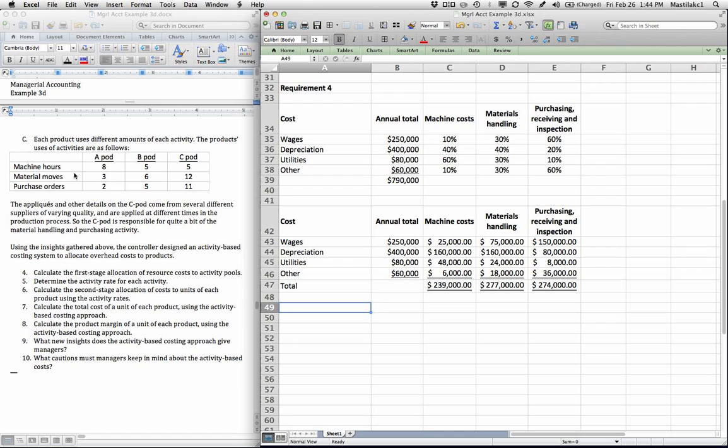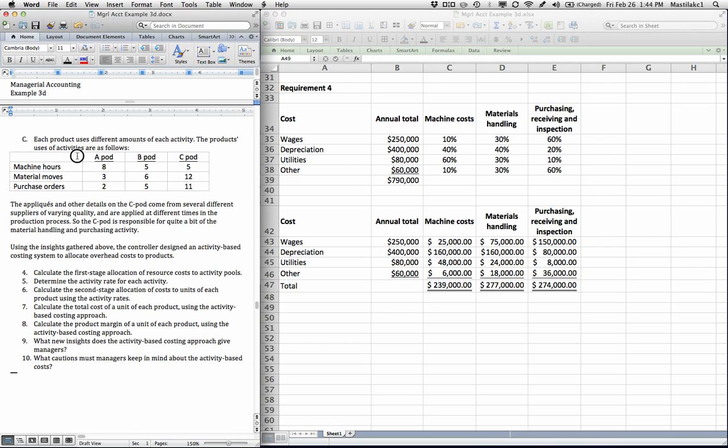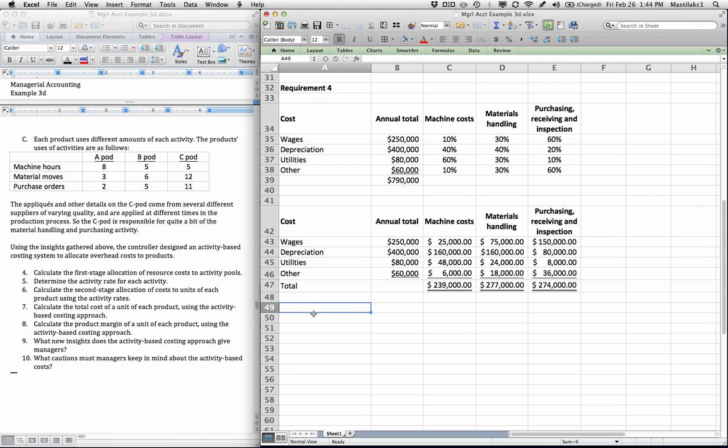So for the machining cost, we're going to use machine hours. For materials handling, we'll use material moves. And for purchasing, receiving, and inspection, we're going to use purchase orders. But in order to calculate the activity rate, we need to know the total of the activity that we're going to use.